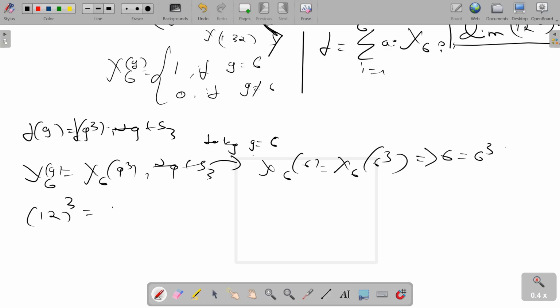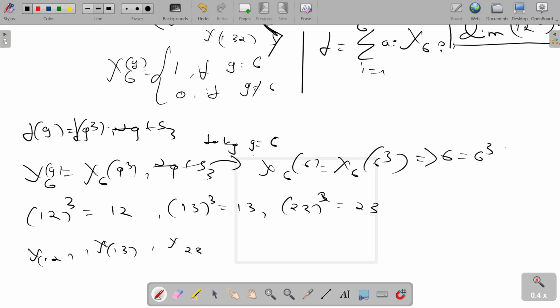So all the transpositions, 1 2, 1 3 and 2 3, will satisfy this. So chi of 1 2, chi of 1 3, chi of 2 3 all belong to V. Now one might be tempted to think that identity also satisfies this, but why is identity not included? That's where I made the mistake last time.